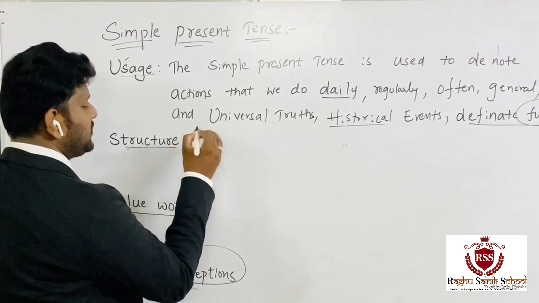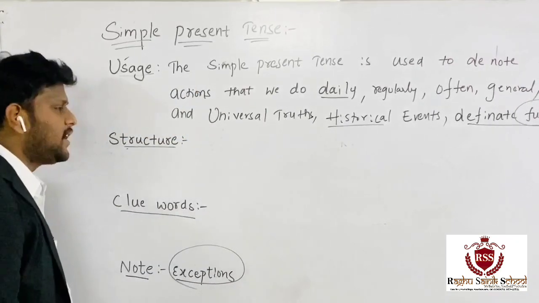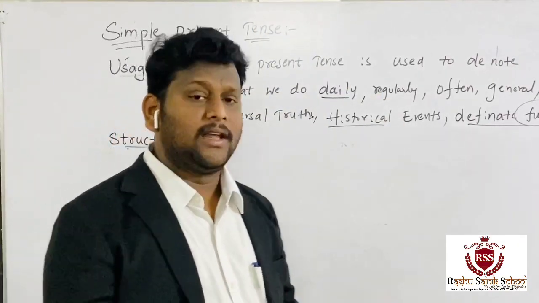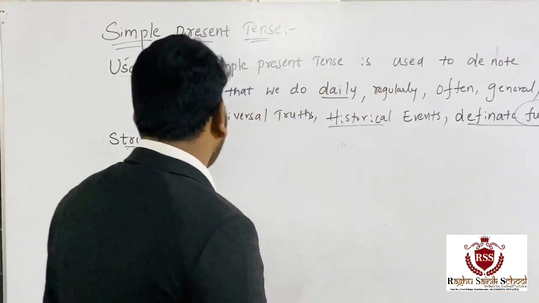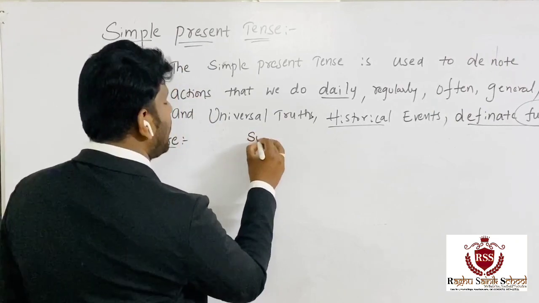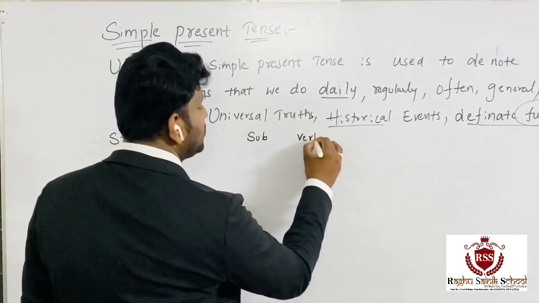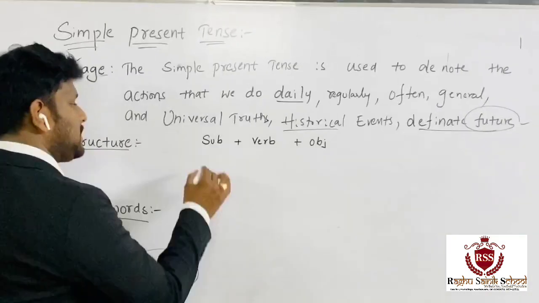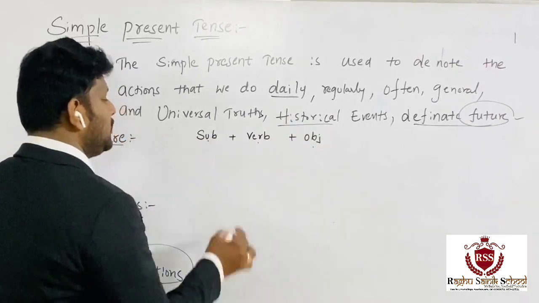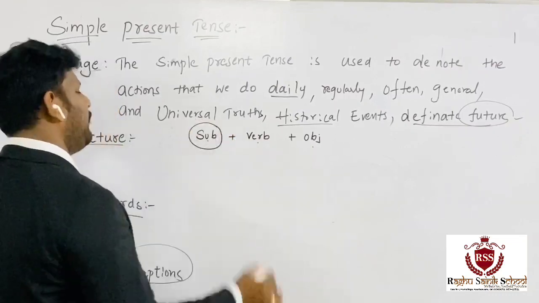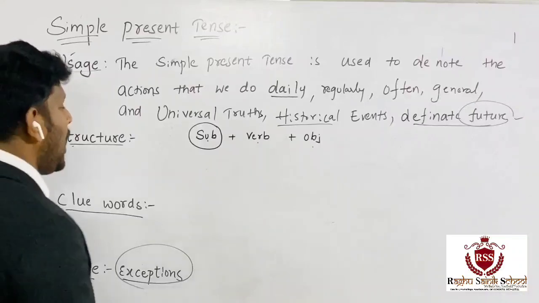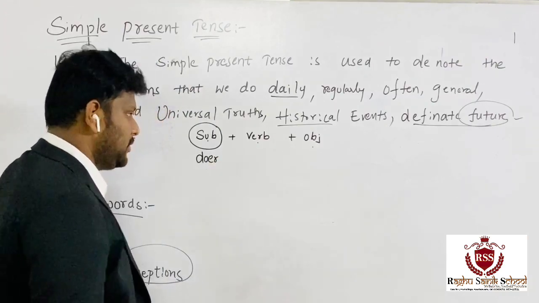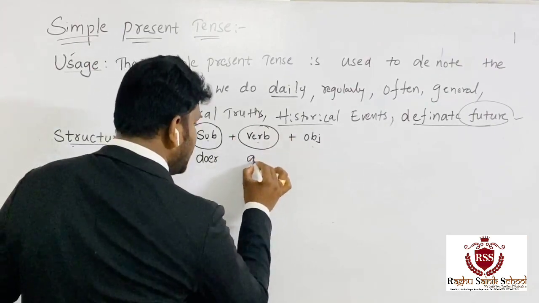What is the structure of the tense? In a sentence, whether it is simple present tense, whether it is English, Hindi or Telugu, whatever it may be, we have three parts: subject part, verb part, and object part. Subject part denotes the doer of the action. Verb means the action.